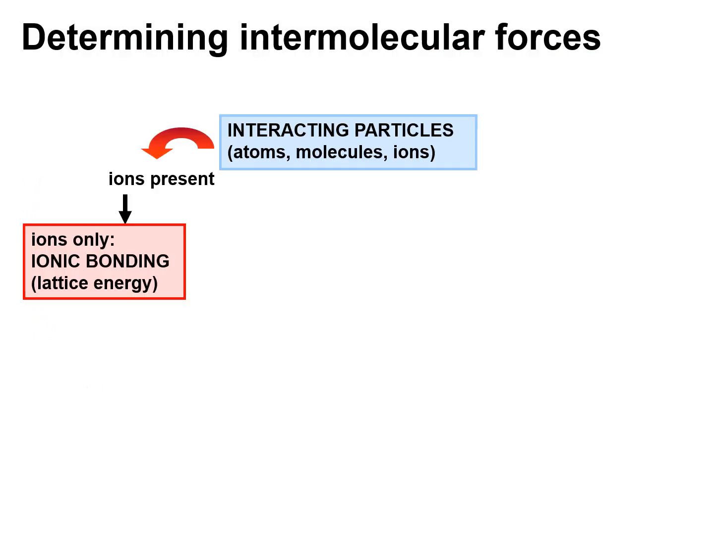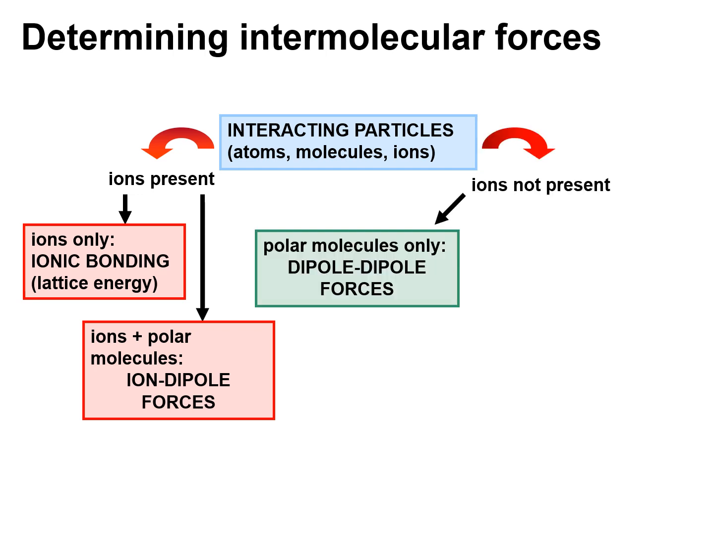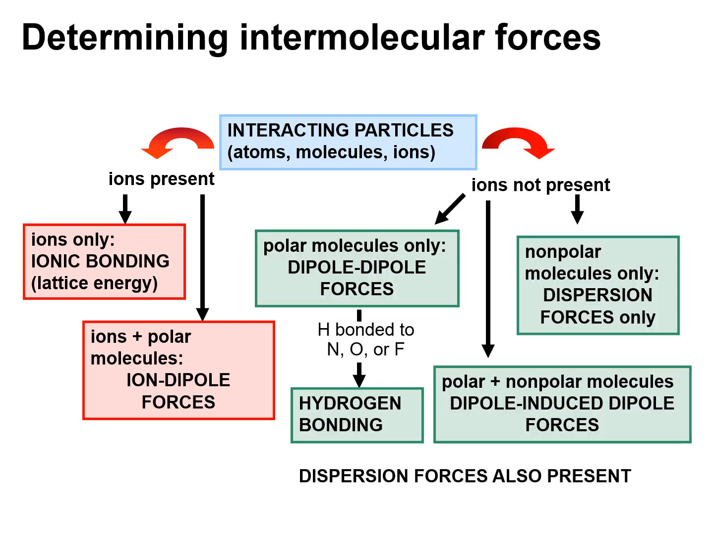So this is a flowchart that allows you to classify the intermolecular forces. The first thing that you want to figure out is if there is any ion present. If you have ions interacting with other ions, then you have an ionic bond, and your decision is made based on what you learned about lattice energy. Lattice energy is the amount of energy that it takes to break an ionic bond, so it's a measure of the strength of the ionic bond, and it's larger if you have a larger charge on the ions, and also if you have smaller ions because they can get closer to each other.